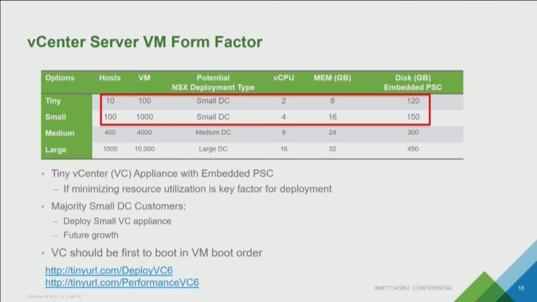If you want to grow in future, at least you have options to grow all the way to 100 hosts and 1,000 virtual machines. In terms of footprint, you can see it's not that much. So even if you go with the small, you need 4 vCPUs and 16 gig of memory. Okay.